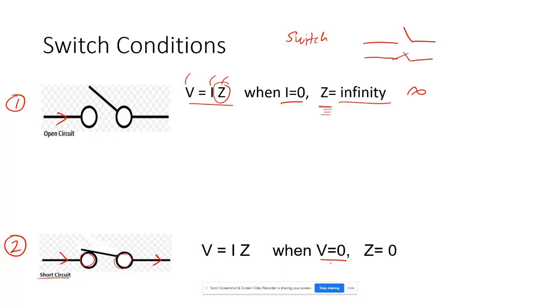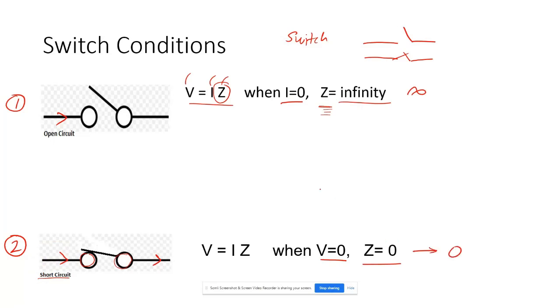So as a result, the impedance becomes zero. Z value becomes zero indirectly. Sorry, I think I wrote infinity over here. Let me erase that. Z value becomes 0.